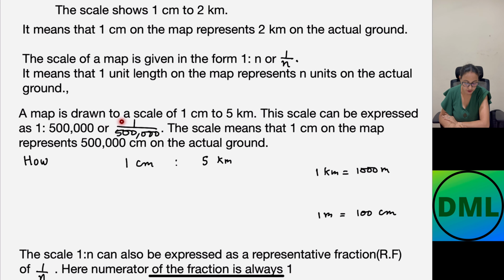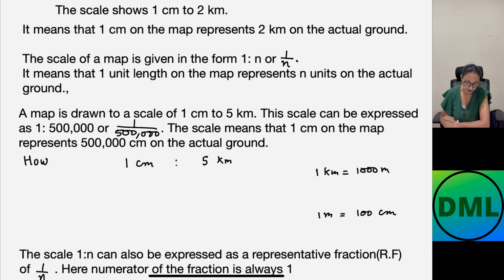A map is drawn to a scale of 1 centimeter to 5 kilometers. This scale can be expressed as 1:500,000 or 1/500,000. The scale means that 1 centimeter on the map represents 500,000 centimeters on the actual ground. How did we get this answer from 5 kilometers?